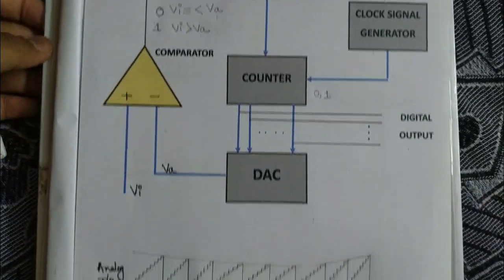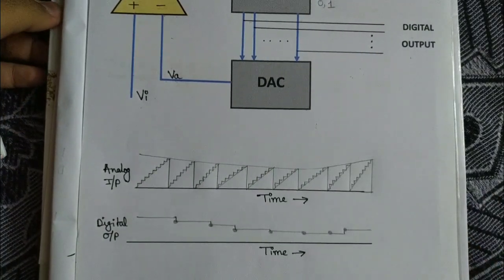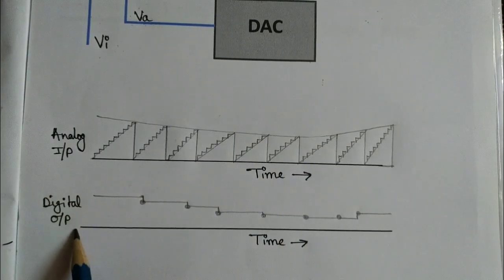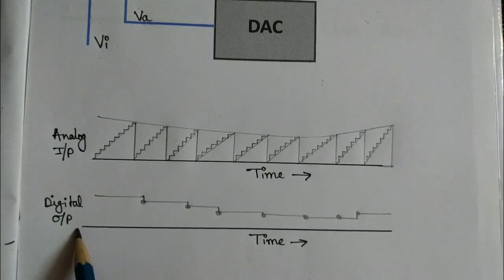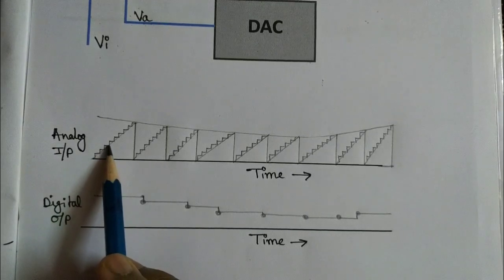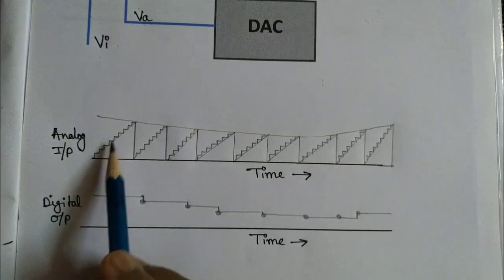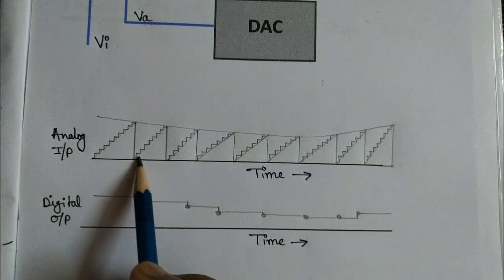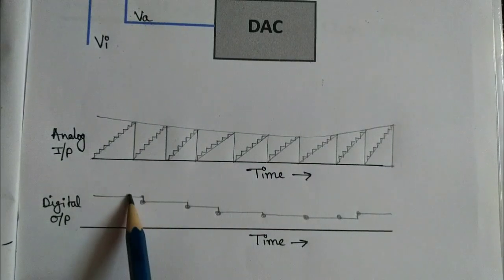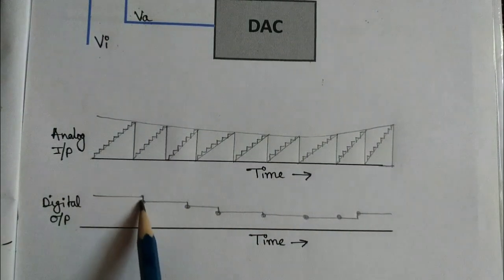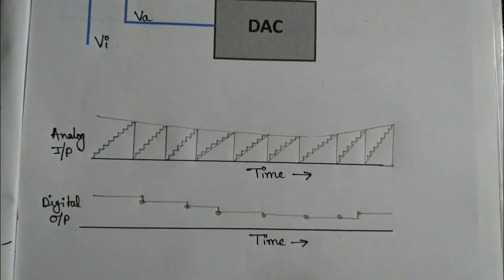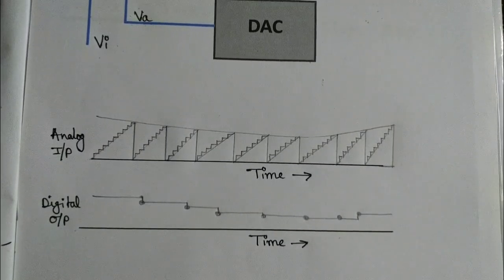Now check the waveform of counter type ADC. Now you can see this is the analog input and this is the digital output waveform of counter type ADC. This is the staircase. I have already told you why it is called a staircase, because the analog input is increased in the shape of stairs, and it is a sawtooth signal. When it comes to the digital output, it is just like a ramp shape, you can see that it is a ramp shape, so that it is called a ramp type counter. I hope you have understood the working and the waveform of counter type ADC.